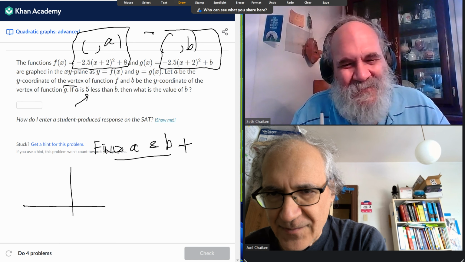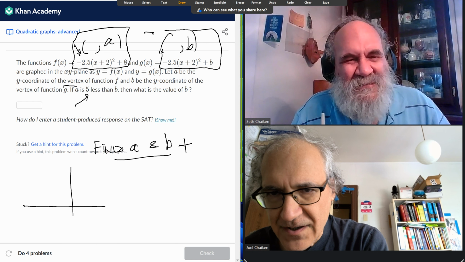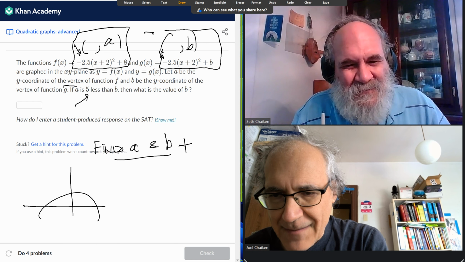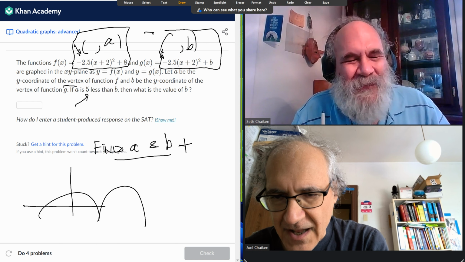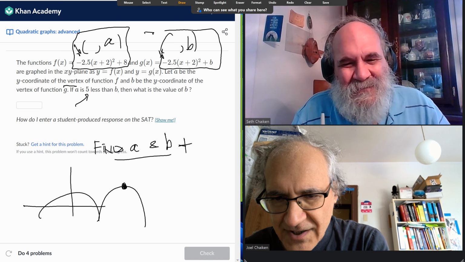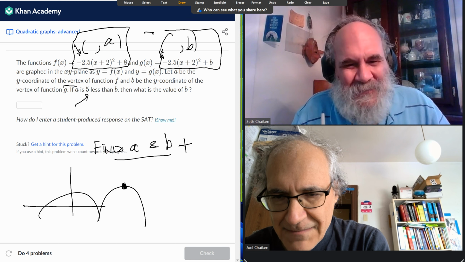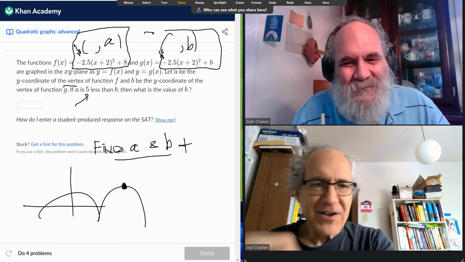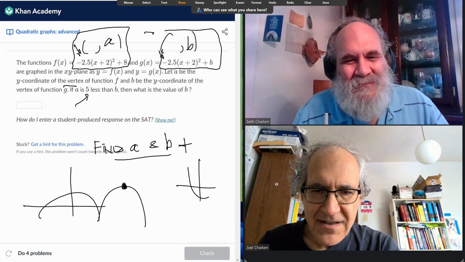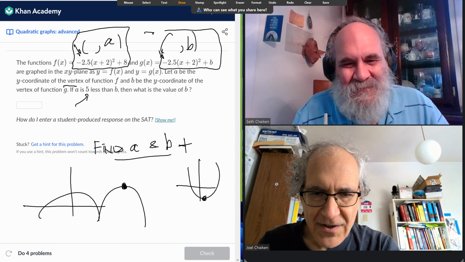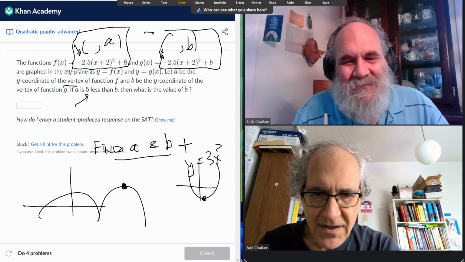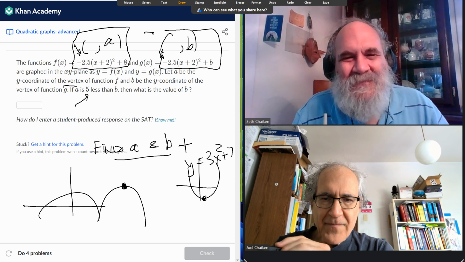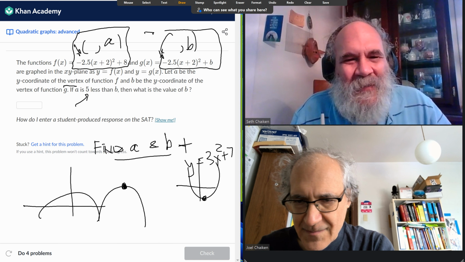These are both negative parabolas. See, there's a leading negative sign here. So these parabolas both go like this, opening downward. The vertex is the point on the parabola which is the maximum if it goes down, and it is the minimum if it goes up. Like y is equal to 3x squared plus 7. So the vertex is the point that it reaches, maximum or minimum.